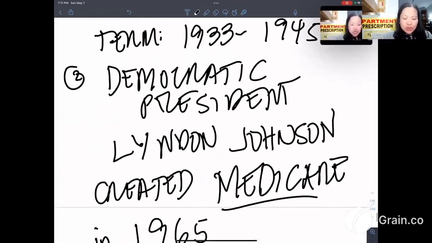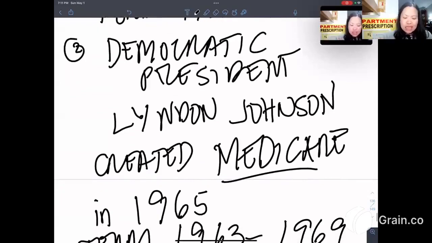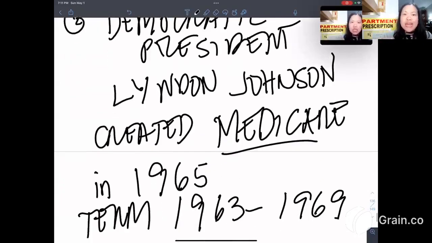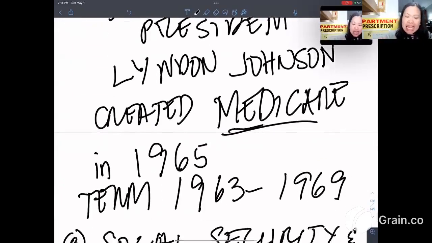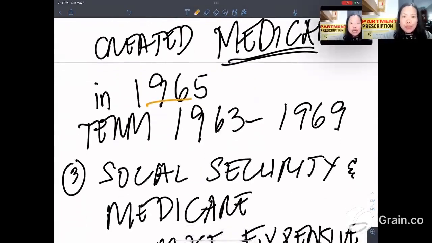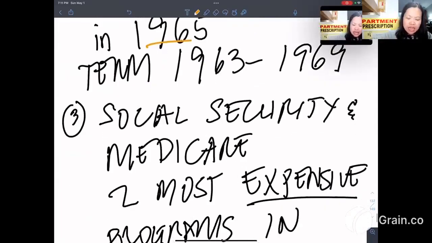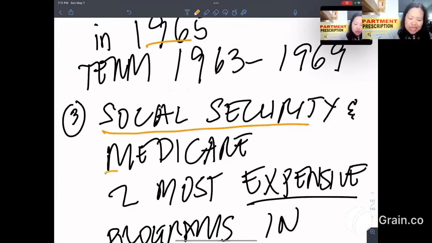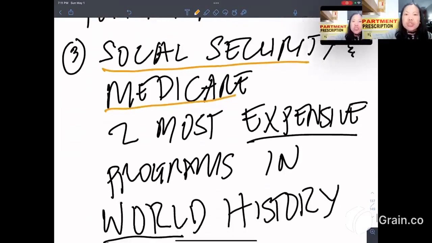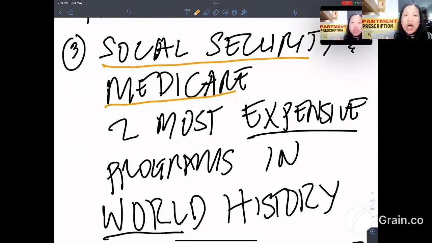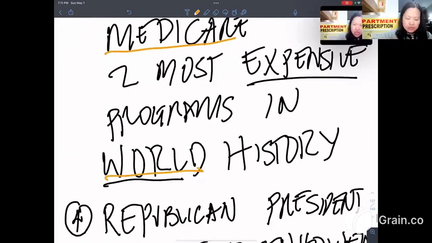Lesson number two, the Democratic president, Lyndon Johnson, created Medicare in 1965. His term as president was from 1963 to 1969. Social Security and Medicare are the two most expensive programs in world history.